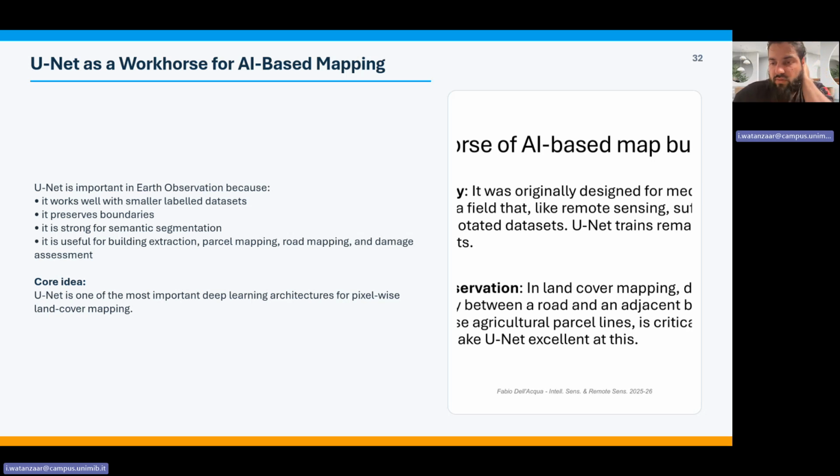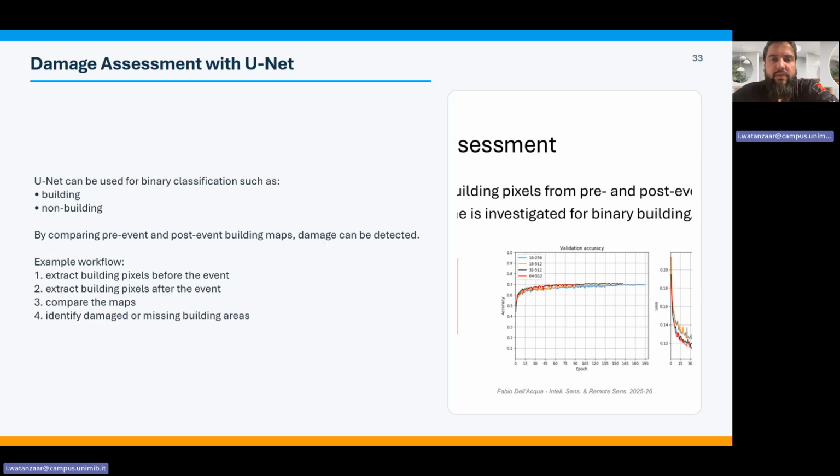mapping, and damage assessment. It's even helping in the pre and post assessment of the area for damage in the core area. U-Net is one of the most important deep learning architectures for pixel-wise land cover mapping. Pixel-wise working and not object-wise here. But automatically they are giving you the spatial information, so it is also possible to work object-based.